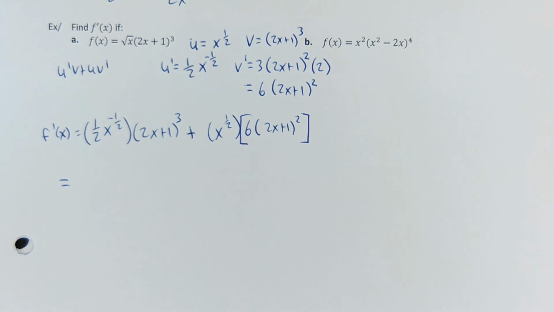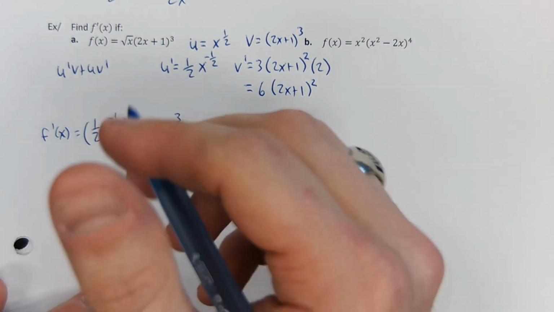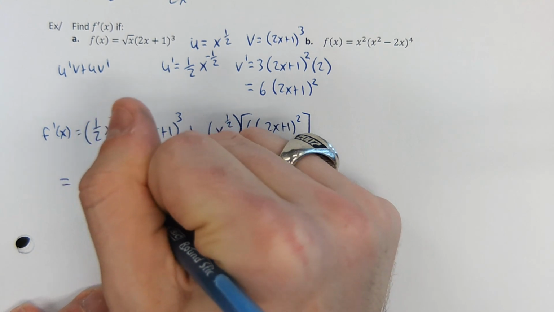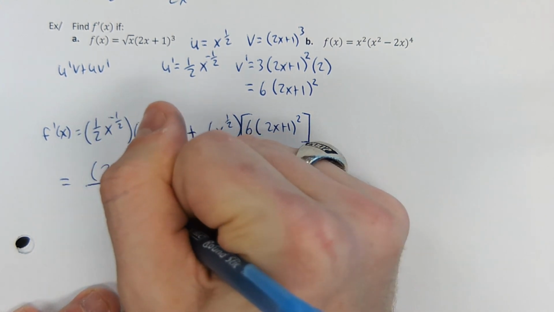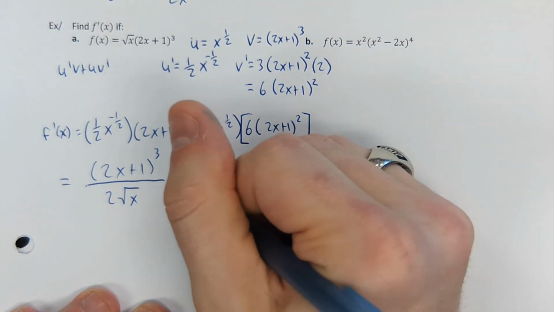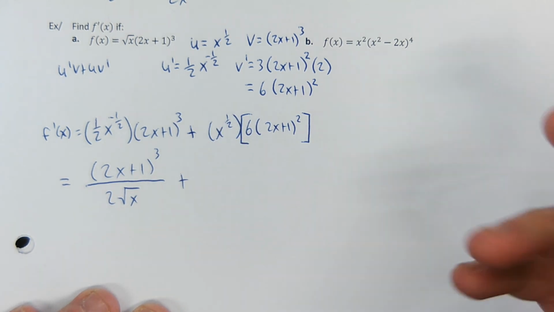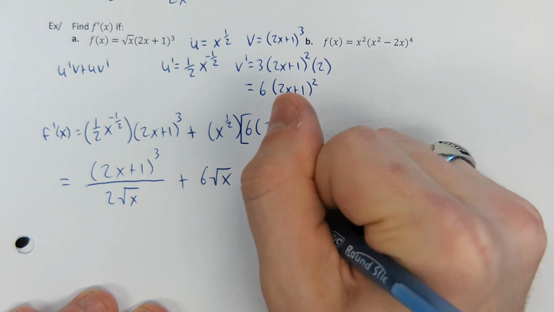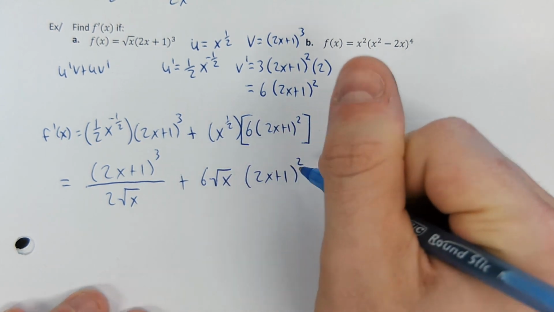I'm not even going to bother with the radicals unless you want me to. Well, let's just go ahead and do it. It's not like it's hard. 2x plus 1 to the 3rd over 2 root x. And then this one, I'm just going to put the 6 in front of the x to the 1/2, which is square root of x. So I have 6 root x times 2x plus 1 squared.